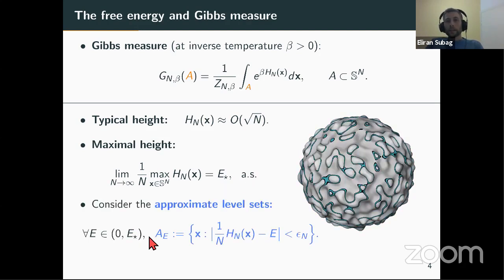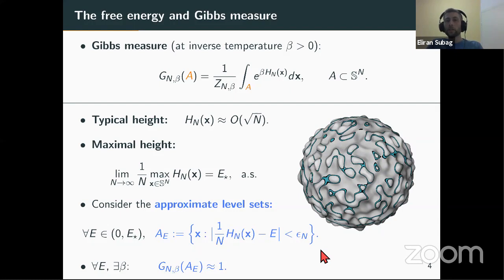Now, you can take an intermediate energy level between 0 and the ground state energy and look at the approximate level set. By that I mean the set of points on the sphere where the energy is roughly this number, up to some small error. What happens is that for any such energy value, you can choose beta such that the Gibbs measure is asymptotically supported on this approximate level set.